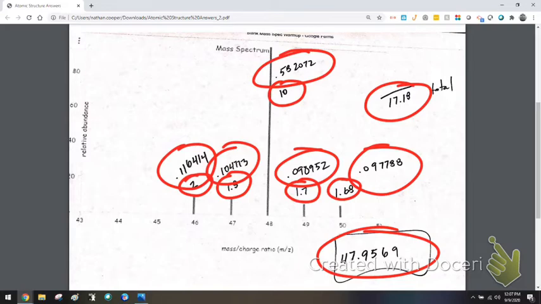I expect that you should be able to do that also when you have a mass spec graph and you're asked to get information mathematically calculated about calculating its average atomic mass.